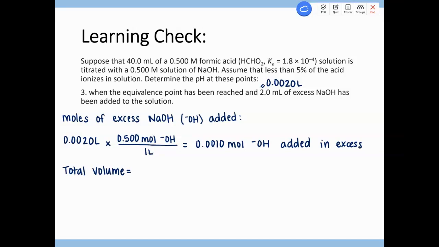Okay, so we've got the number of moles added in the 2 mL, but it's added to a solution that already had 80 milliliters of liquid present. We knew that from the equivalence point. So the total volume is 80 plus this 2 extra milliliters, 82 milliliters or 0.082 liters. So the OH minus concentration in that full solution is 0.001 moles divided by 0.082 liters.